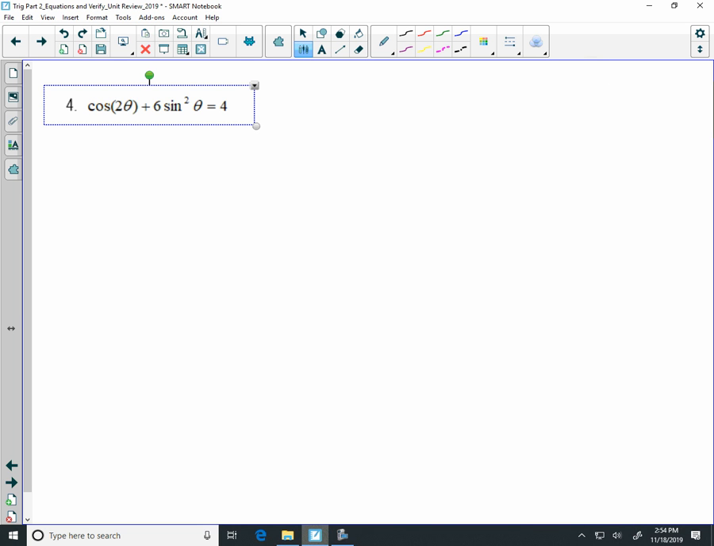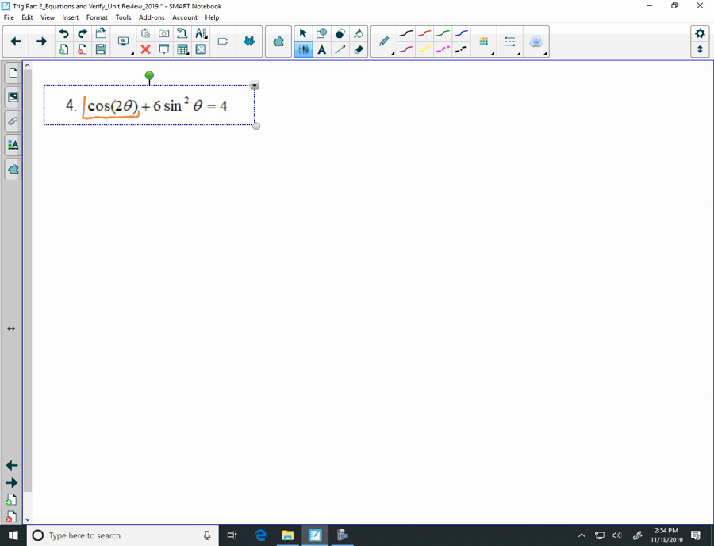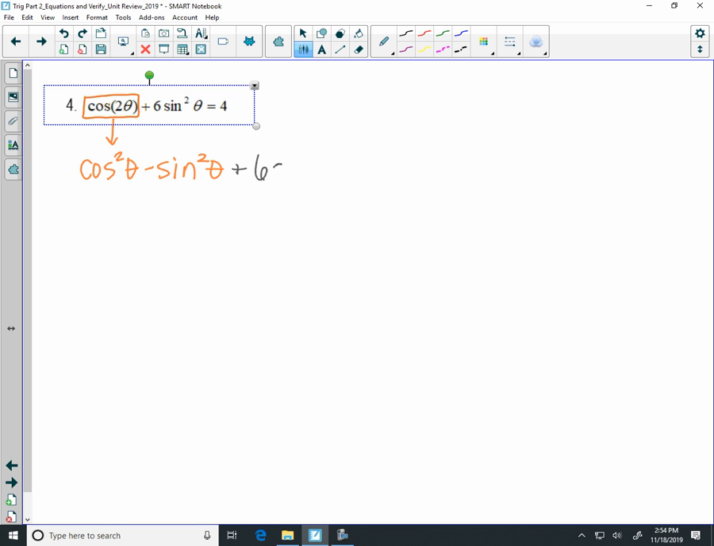Alright, we have a cosine double angle problem for number 4. So again, the first thing I'm going to do is do that little bit of expansion. Cosine of 2 theta is the same as cosine squared minus sine squared. Rest of the problem stays the same.